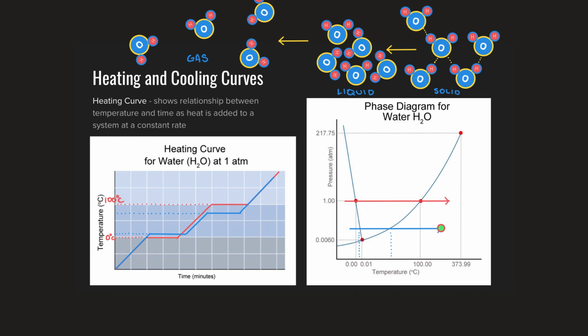So that's the key idea we want you to get here: we can go back and forth between heating curves and phase diagrams to pull the same sort of information out of those two separate diagrams.